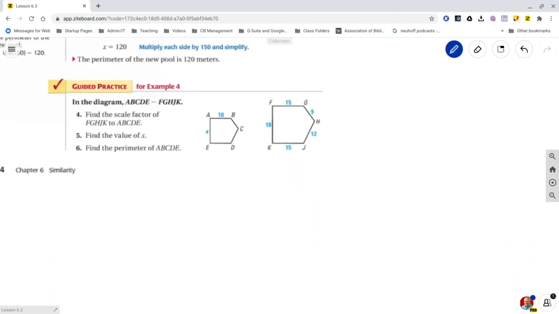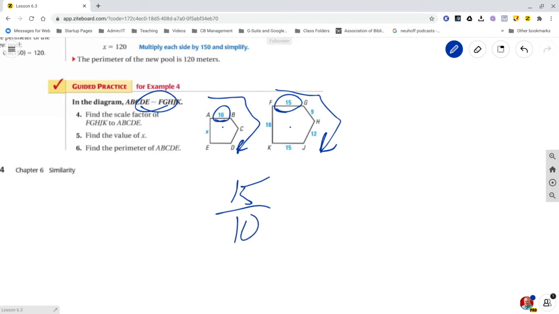Here's another example. We have a five-sided figure. We're told that they're going to be similar to each other. We're told the order A, B, C, so we're going like that. F, G, H, we're going like that. So we can find our scale factor of this to that is going to be 15 over 10, which is going to be equal to 3 over 2.